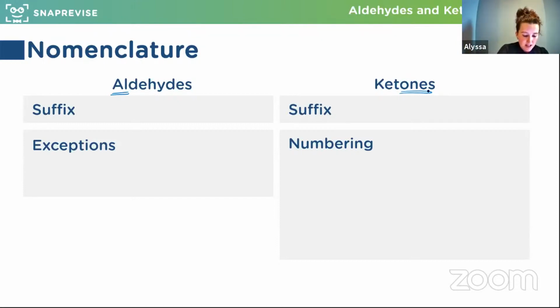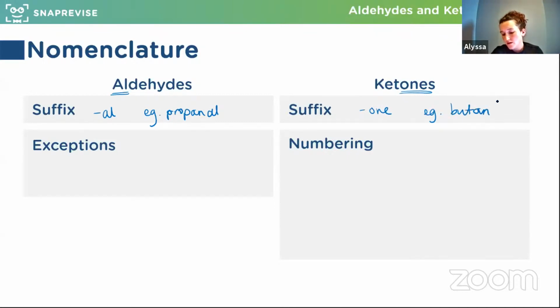Fantastic. Looks like everyone's nailed that. So our suffix for aldehydes is -al, e.g. propanal. So prop, three carbons with an aldehyde on the end, propanal. And then our ketone suffix is -one. For example, butan... oh no, I shall go for propan again, so I'm not confusing things. Propanone, so three carbons with the ketone in there as well.